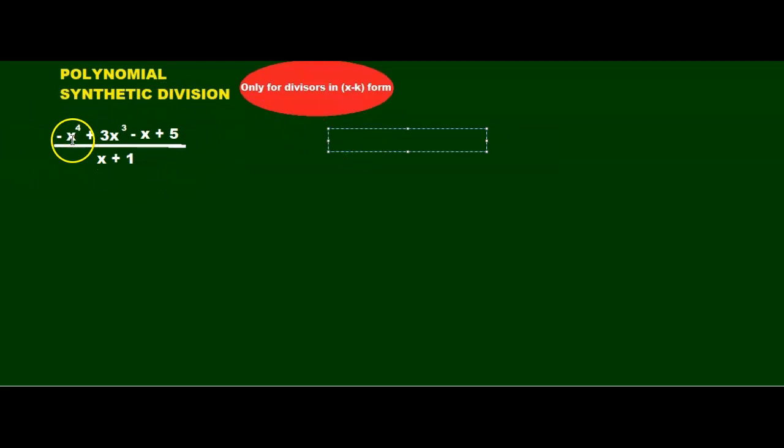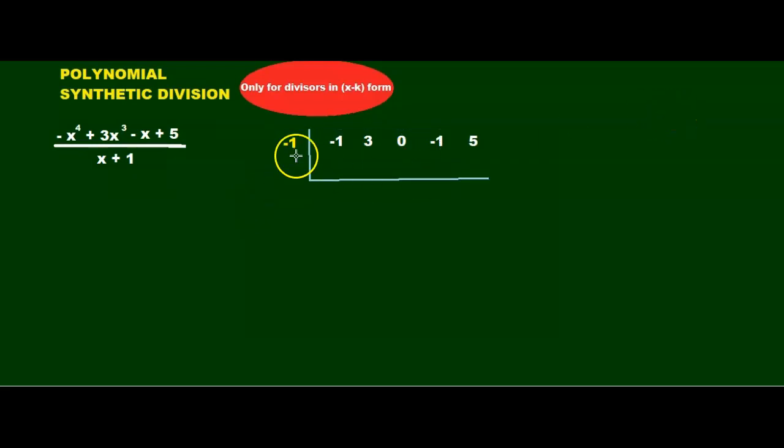Okay, so let's look at this example. If you notice here, we have x to the 4, x cubed, but we have an x squared missing there. So we have to account for that when we set up our synthetic division. So I'm going to write now negative 1 for the coefficient of x to the power 4, 3 for the x cubed, 0 for the x squared, negative 1 for the x, and 5 for my constant. Then I'm going to look at my divisor. It's x plus 1. So I'm going to put a minus 1 on the outside. Then I'm going to put my little dividing sign.